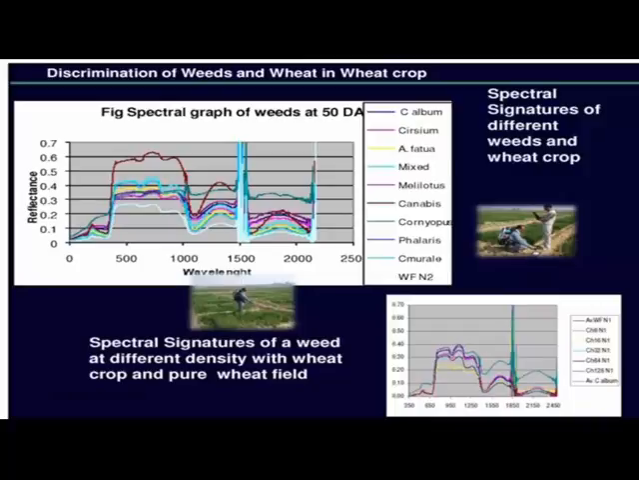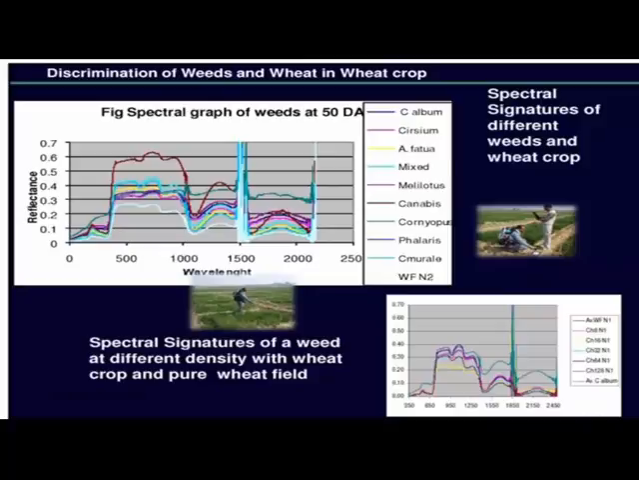Density means 8 plants per meter square, 16 plants per meter square, 32, 64, 128 plants per meter square. Means the number of weed plants has gone up, having the same wheat plants. So you are able to see the spectral behavior is changing.